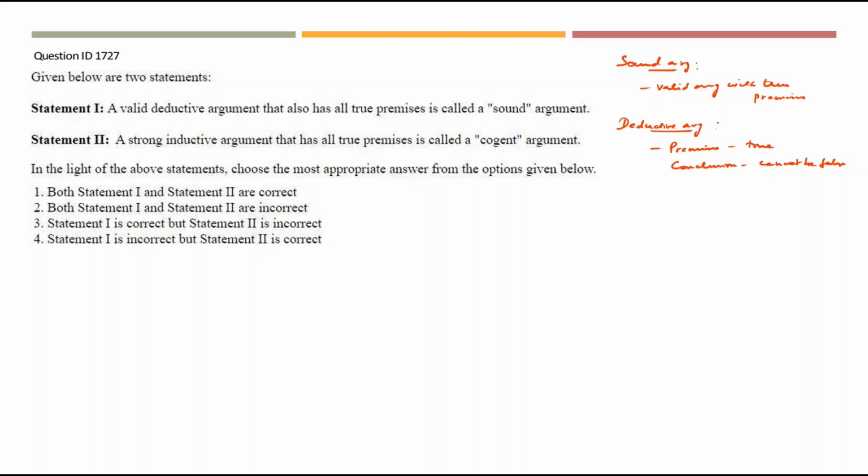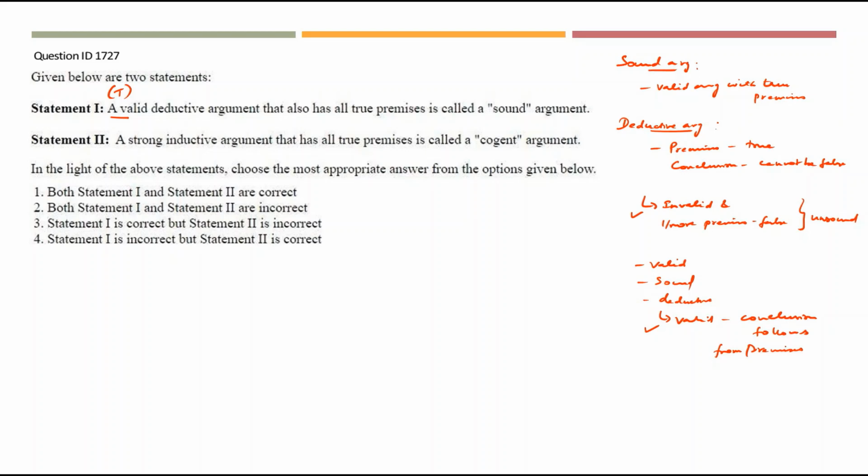This statement is true. A deductive argument that is invalid and has one or both of the premises false, we call it an unsound argument. There are three conditions here: about validity, then about sound argument, then about deductive argument. So a deductive argument can be valid only if the conclusion necessarily follows from the premises given.